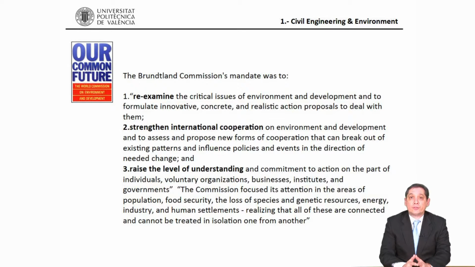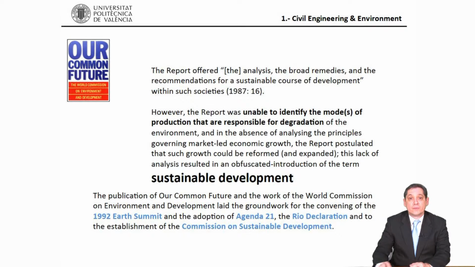The Commission focused its attention on the areas of population, food security, the loss of species and genetic resources, energy, industry, and human settlements, realizing that all these are connected and cannot be treated in isolation from one another. The report offered the analysis, the broad remedies, and the recommendations for a sustainable course of development within such societies.